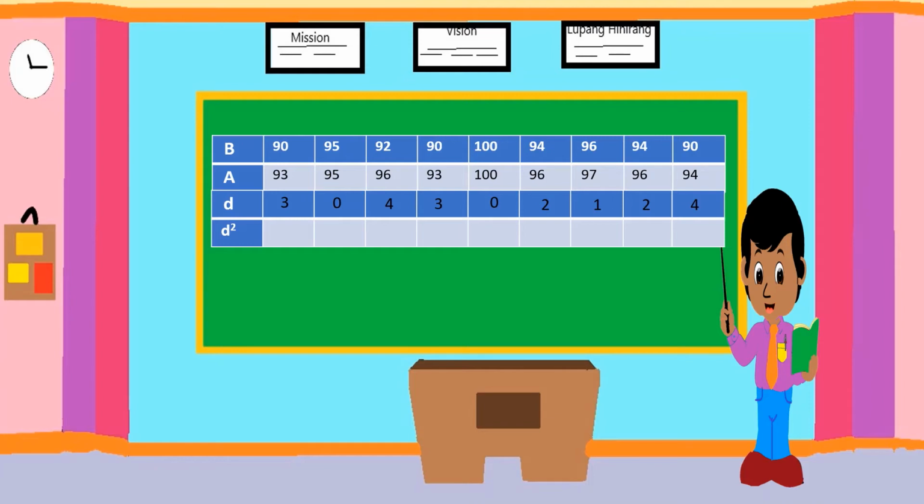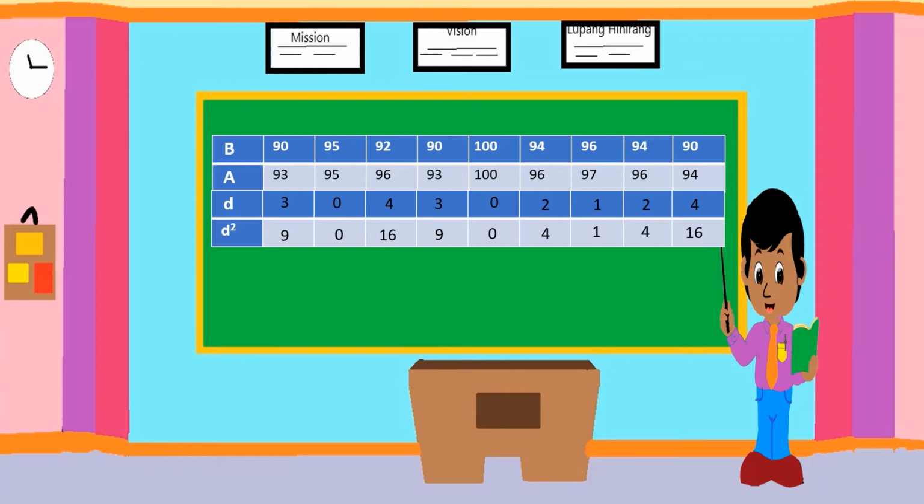After we have the difference, let's have the square of the difference. We have here 3, the difference. 3 times 3, so multiply itself, the answer is 9. 0 times 0, 0. 4 times 4, 16. 3 times 3 again, 9. 0 times 0, 0. Then 2 times 2, 4. 1 times 1, 1. 2 times 2, 4. And 4 times 4, 16.